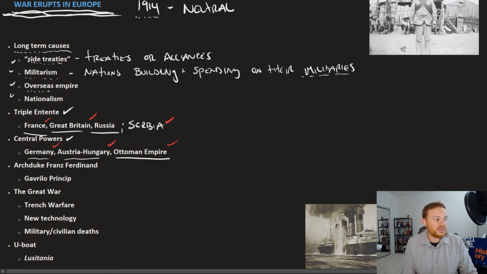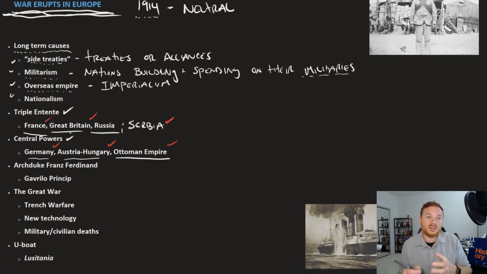You had all of them competing for overseas empire, that is imperialism, right? All these nations, Russia, Germany, Great Britain, were all fighting for overseas territories. By 1914, not a lot of land left to claim. And so you could have imperial ambitions also be one of the causes of this war.